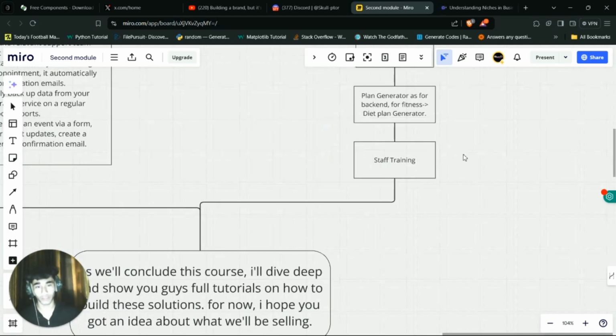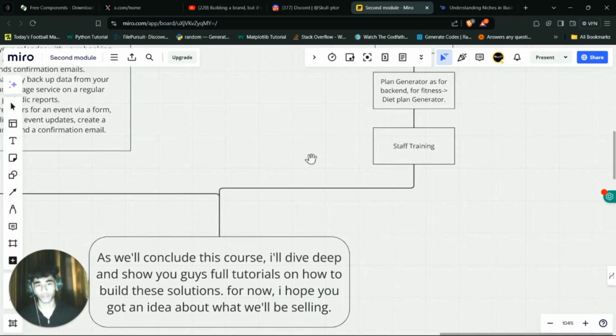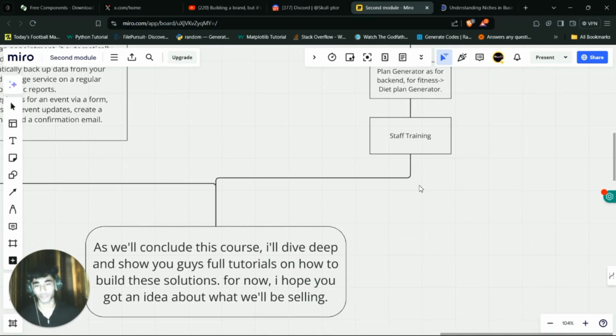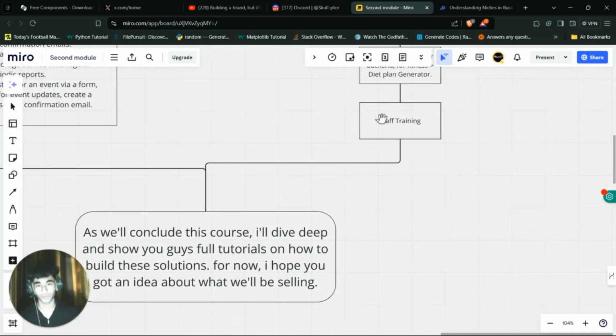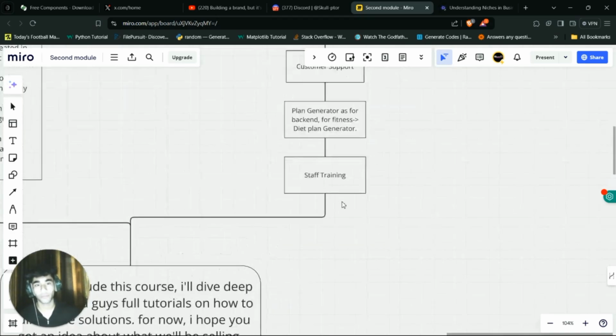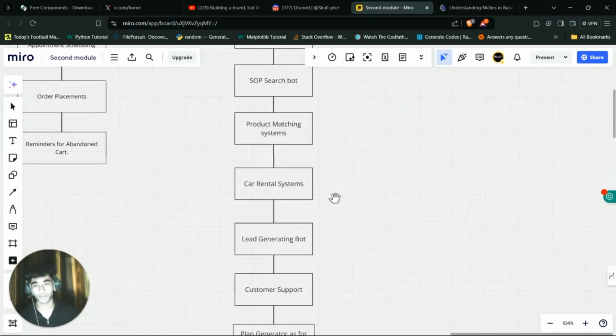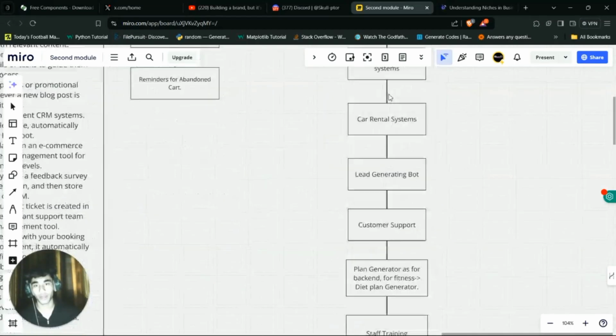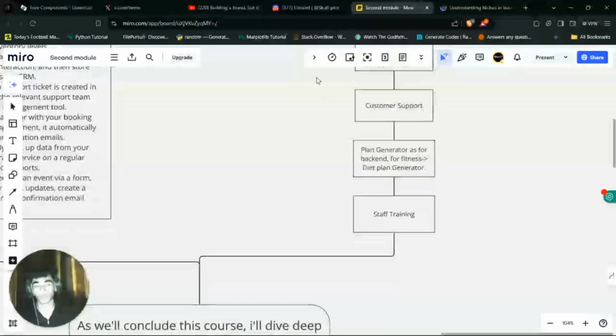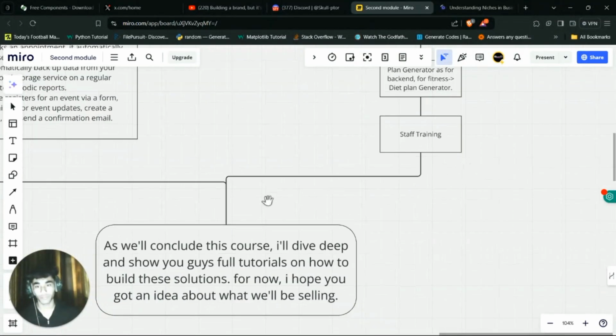Next comes staff training. When a new recruit comes aboard, you can just get them trained via chatbot, since people seem to be hesitant talking to a human. They don't feel much shame talking to a chatbot, so there you go, staff training. These were quite a few examples that I've given you here. You can go ahead and access this whole flowchart, and then you can innovate yourself.